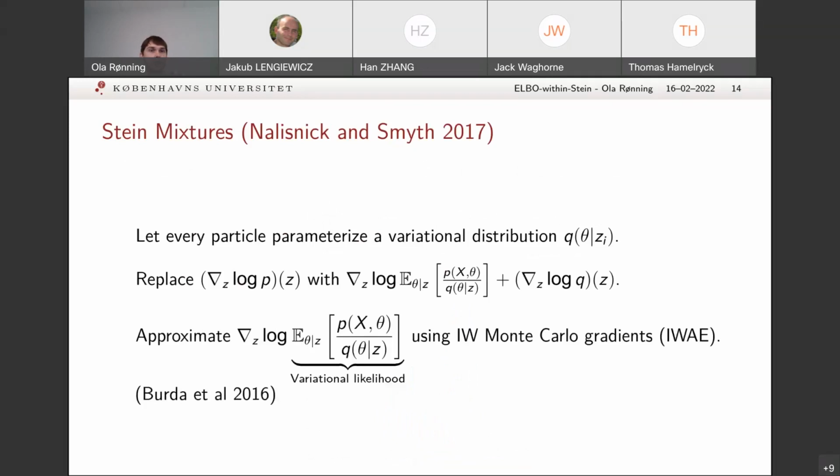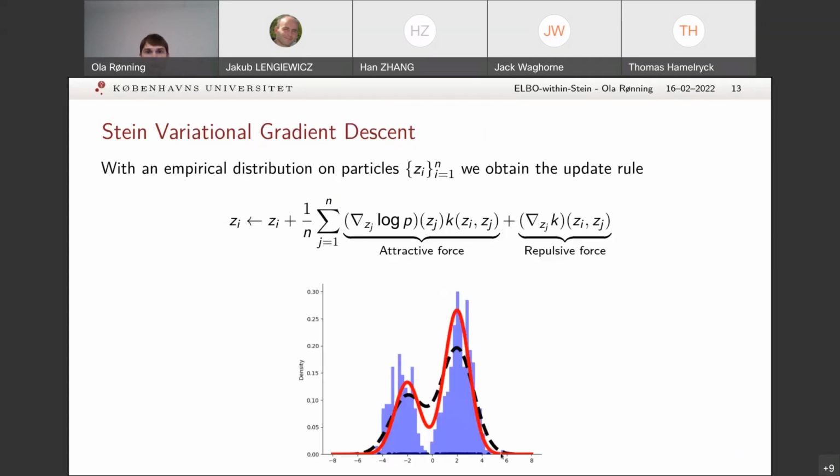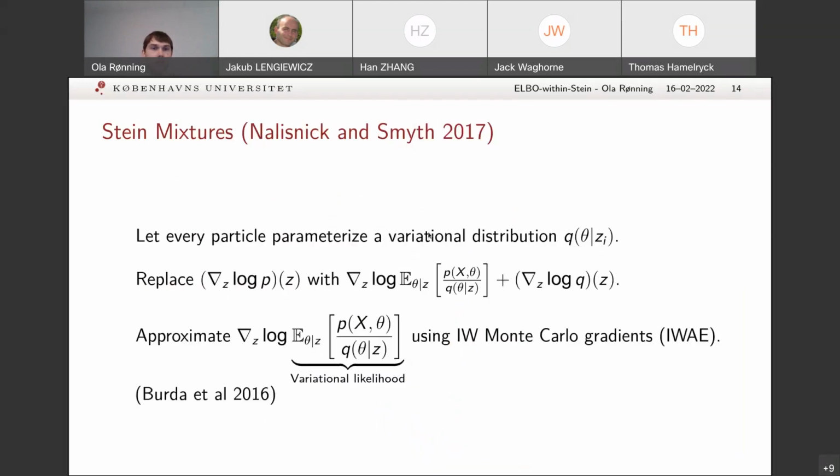And so Nalsnik and Smith suggested to overcome this using a variational distribution. Each of our particles now has a neighborhood defined by some variational distribution. Think of it as a normal, for example. And so our update rule, here our score now, is now a hierarchical model. So we'll have a variational likelihood, and then this is a distribution over models.